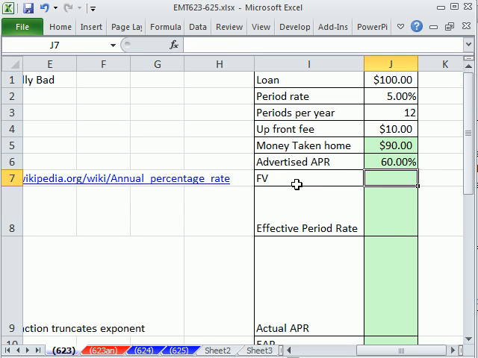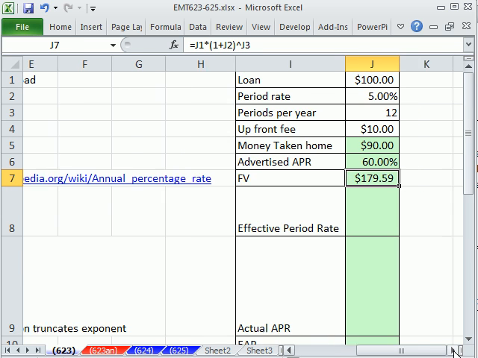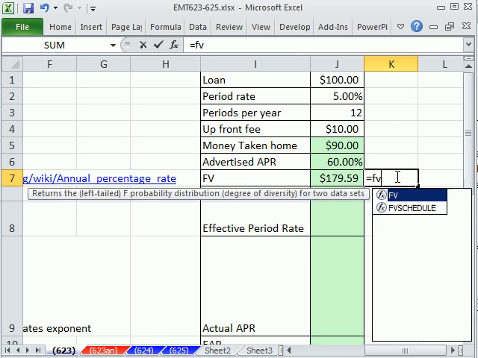Now, our future value, that means what we have to pay back if we left it in for the whole year, equals the present value times, in open parentheses, 1 plus our period rate, close parentheses, shift 6 caret, which is exponent to the 12. If you wanted to do it with future value, you go equals FV.